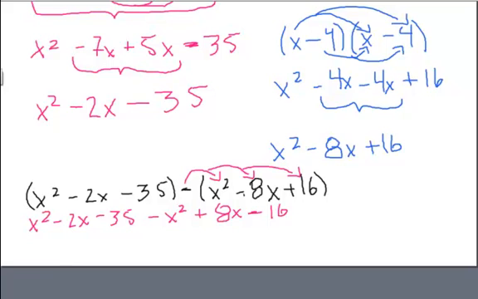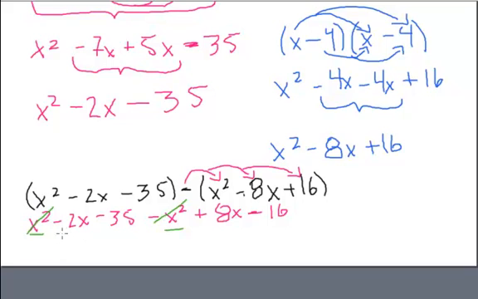Now lastly, we just have to clean this up. So I have x squared here and an x squared here. So that means that cancels out the x squared. So there's a plus 1 and a negative 1 x squared, no more x squared.